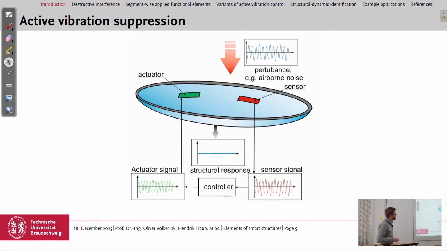Active vibration suppression, for example, at the satellite reflector again, we have a perturbance, airborne noise, whatever, have a sensor detecting the signal of the perturbance directly or indirectly at some certain position on the structure. And then we use this noise to create a control signal for an actuator, which then calms down the structure or the vibration.